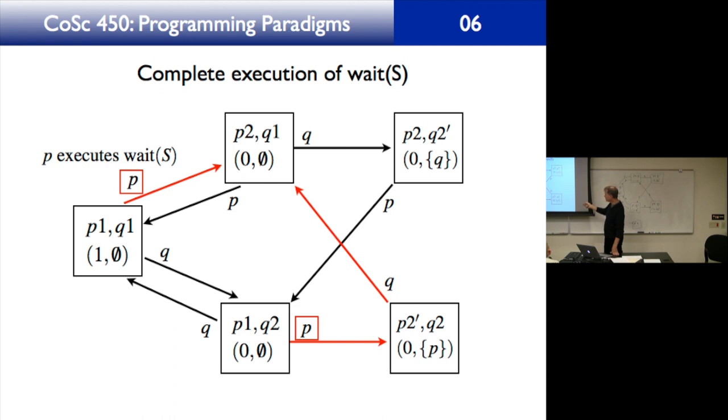From this state, only Q can execute. So when Q goes from here up to here, that's when the wait statement has finally been executed. The point I'm trying to make is that in this state, the lower right-hand corner, wait has not finished executing yet. It's in the process of being executed, but it hasn't finished executing until this process is unblocked. That's going to be important in reasoning with semaphores. You'll see that.